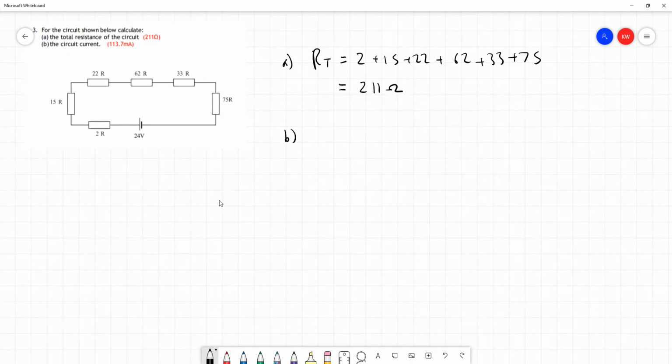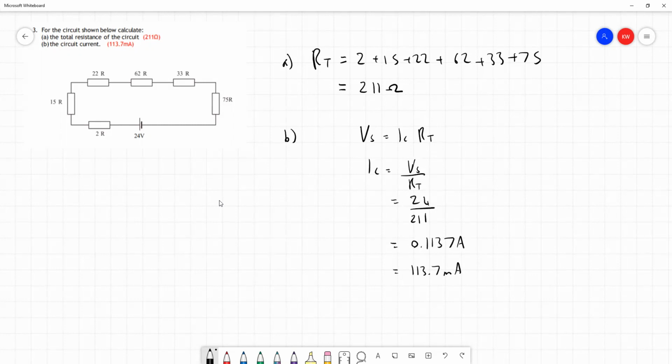And in part B, I suppose you know what we're going to do now. We've got Ohm's law. It tells us what to do when we know the total resistance and voltage supplied to a circuit. We can find the current by dividing that supply voltage by our total resistance that we've just worked out, to find that we have 24 divided by 211, which is going to give us in our calculator something like 0.1137 amps, which is the same as 113.7 milliamps. We've multiplied by 1,000 to convert amps into milliamps, and there we have our answer, as is the case in the question.